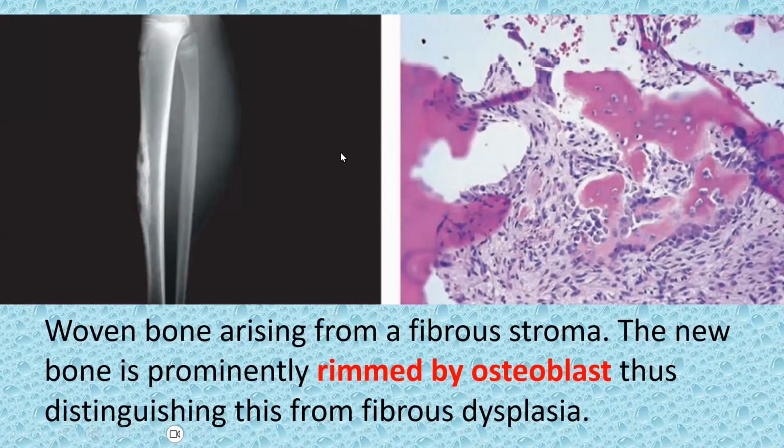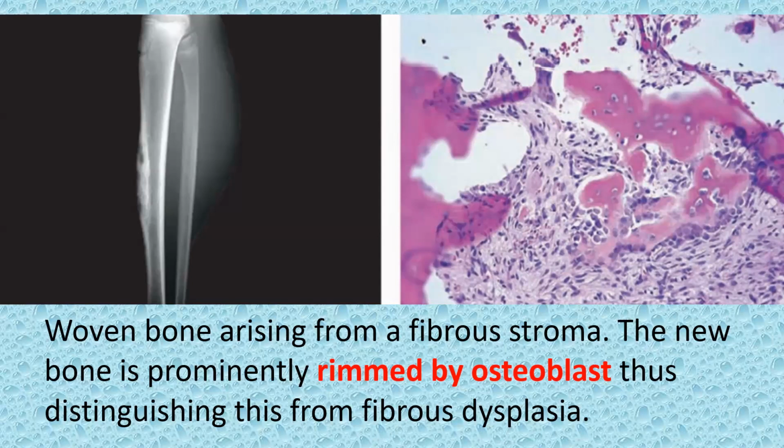It consists of woven bone arising from fibrous stroma. The new bone is prominently rimmed by osteoblasts, thus distinguishing this from fibrous dysplasia. Look here at the trabeculae: you see a lot of osteoblasts, while in fibrous dysplasia you don't see osteoblasts. Don't forget, in fibrous dysplasia, if you put cancellous bone autograft, it will be resorbed and changed into fibrous tissue. If you want to use a bone graft in fibrous dysplasia, it's got to be cortical bone, especially if it's an allograft. So you have to be careful.